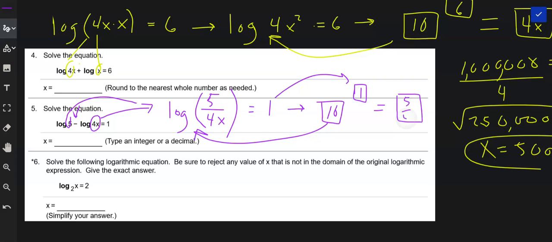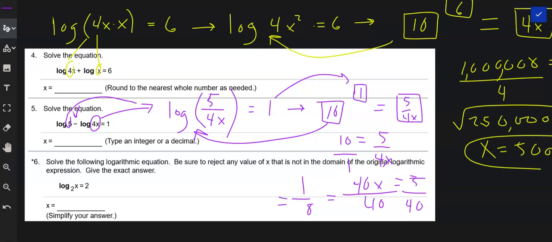And then 5 over 4x. Most people would like to see it written 10 equals 5 over 4x. Cross multiply, and we get 40x equals 5, and divide by 40. 5 divided by 40 is 1 over 8. They wanted its fraction, integer, or decimal. Ooh, 0.125. They want the decimal version.